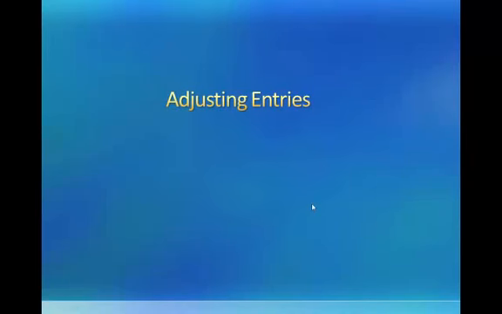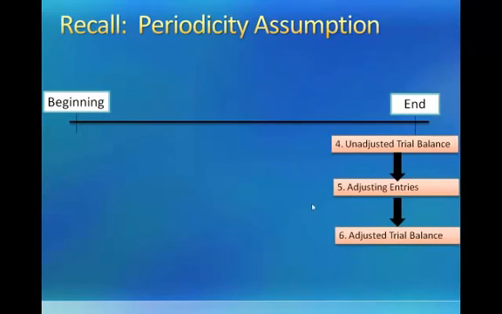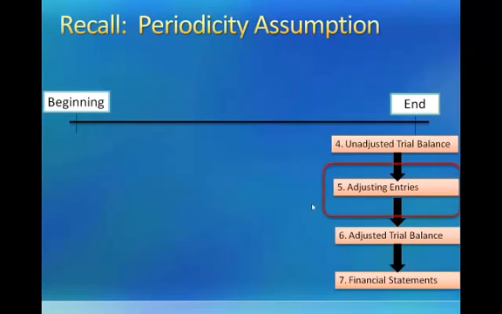In the following module, we will discuss adjusting entries. Recall from Chapter 3 that adjusting entries are performed at the end of the accounting period to convert the unadjusted trial balance to the adjusted trial balance. It is necessary to perform adjusting entries to ensure accurate reporting of both income statement and balance sheet accounts.